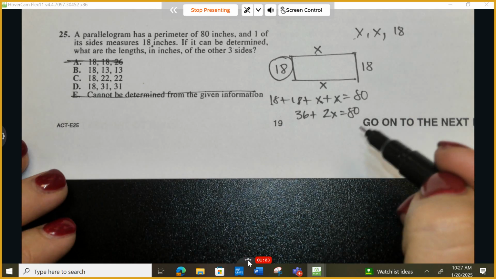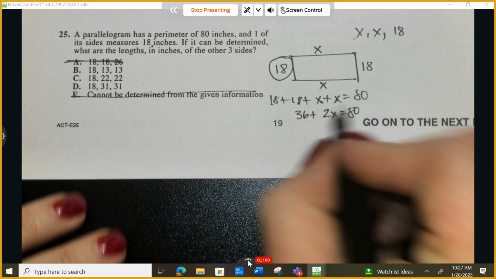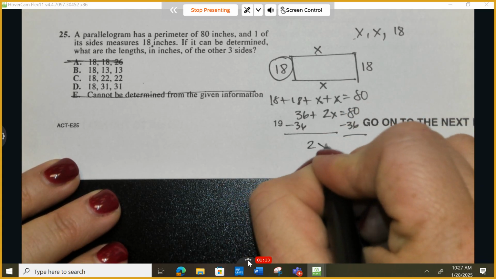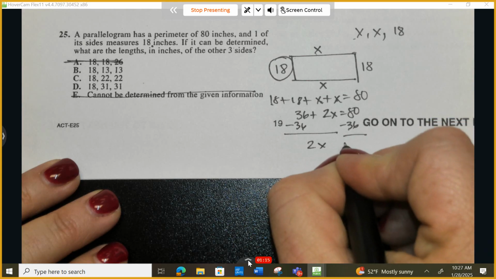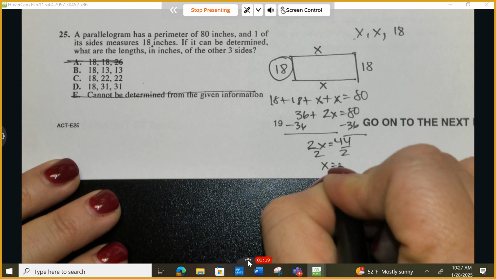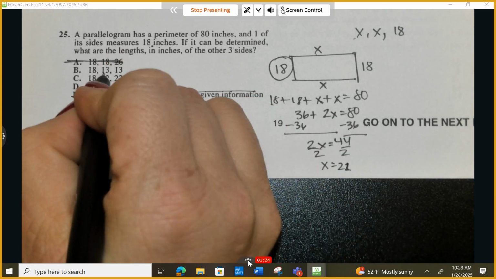All right, now how do I decide what it is? You have a couple different options. One is if you feel confident in your algebra. I'm going to show you two options. You could subtract 36 from both sides. So on your calculator, you would take 80 subtract 36, and you'd end up with 44. And you divide by 2, and you'd end up with 22. Those are your missing sides.